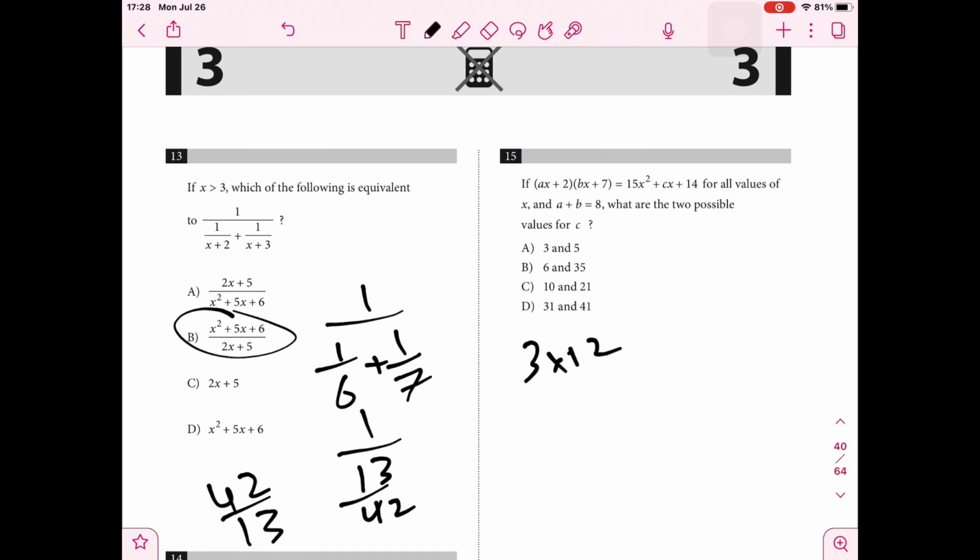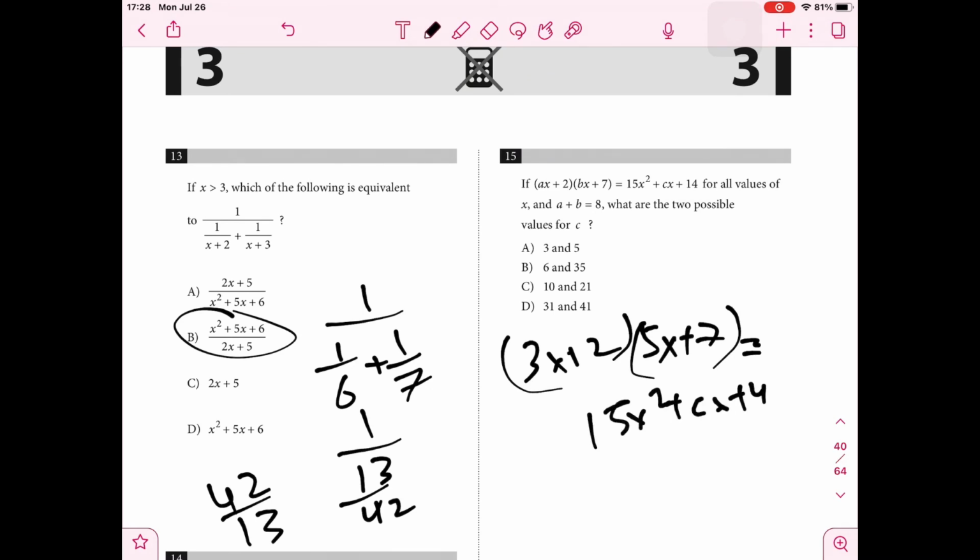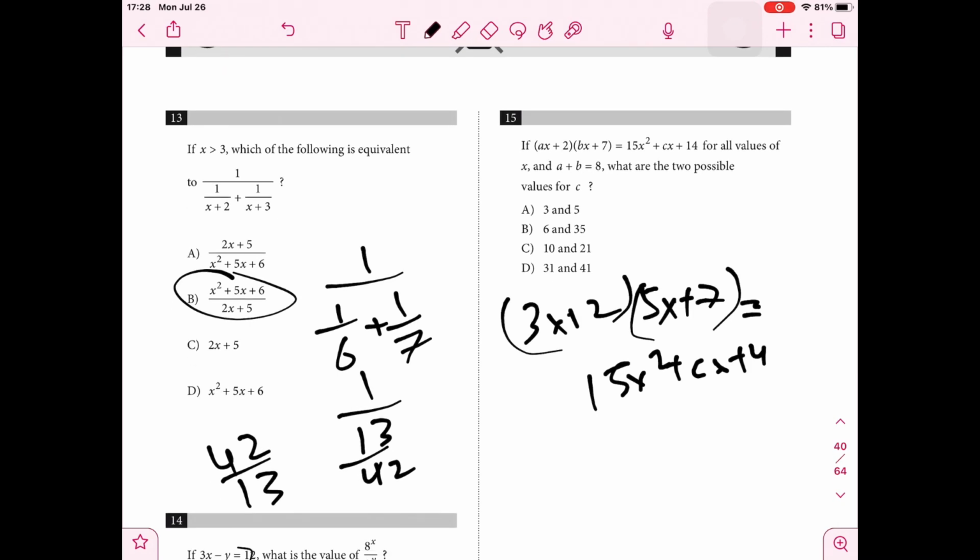3x plus 2, 5x plus 7 equals 15x squared plus cx plus 14. I'm sorry for my handwriting. So that's 15x squared, 21x, and then 10x, 31. I see. Okay. Got it. Never mind. I got it.